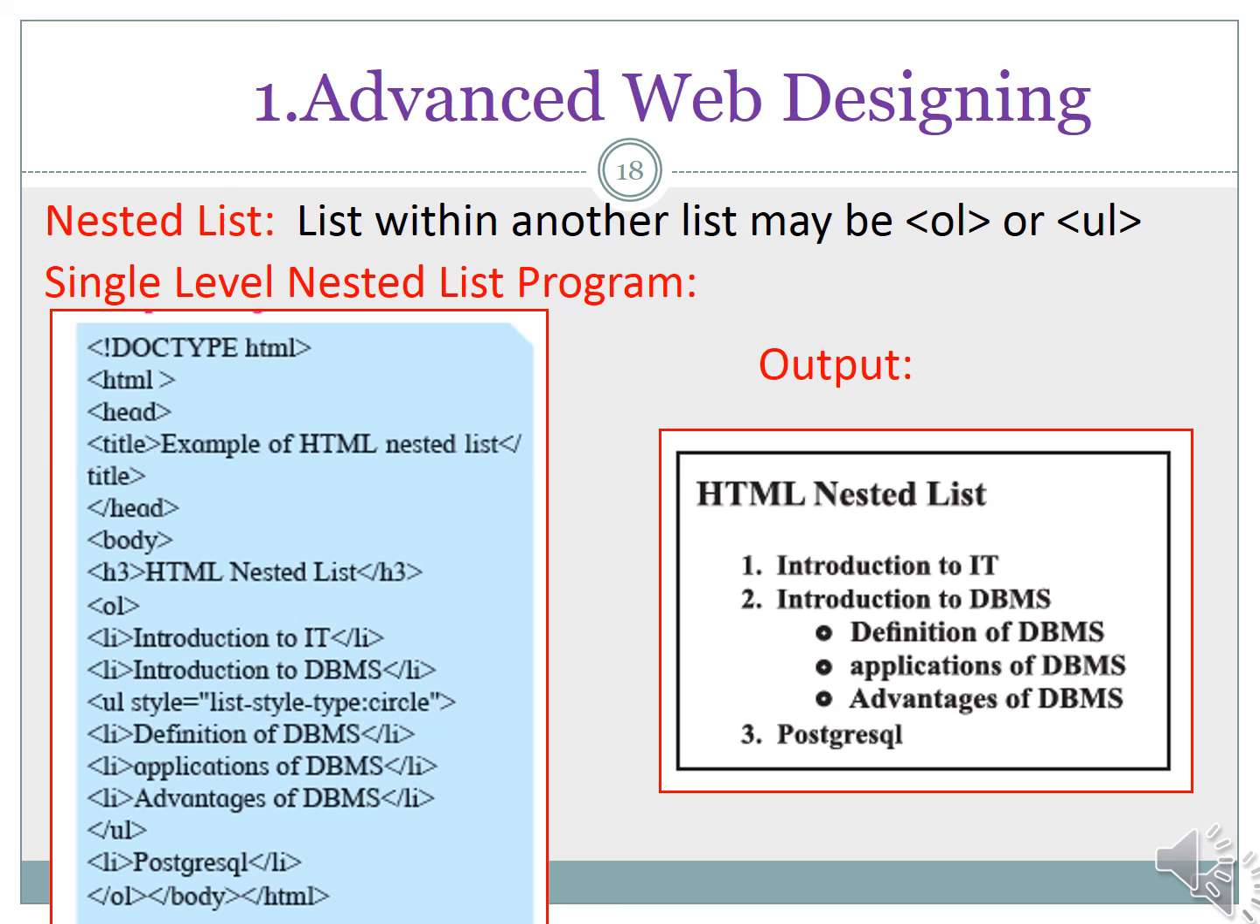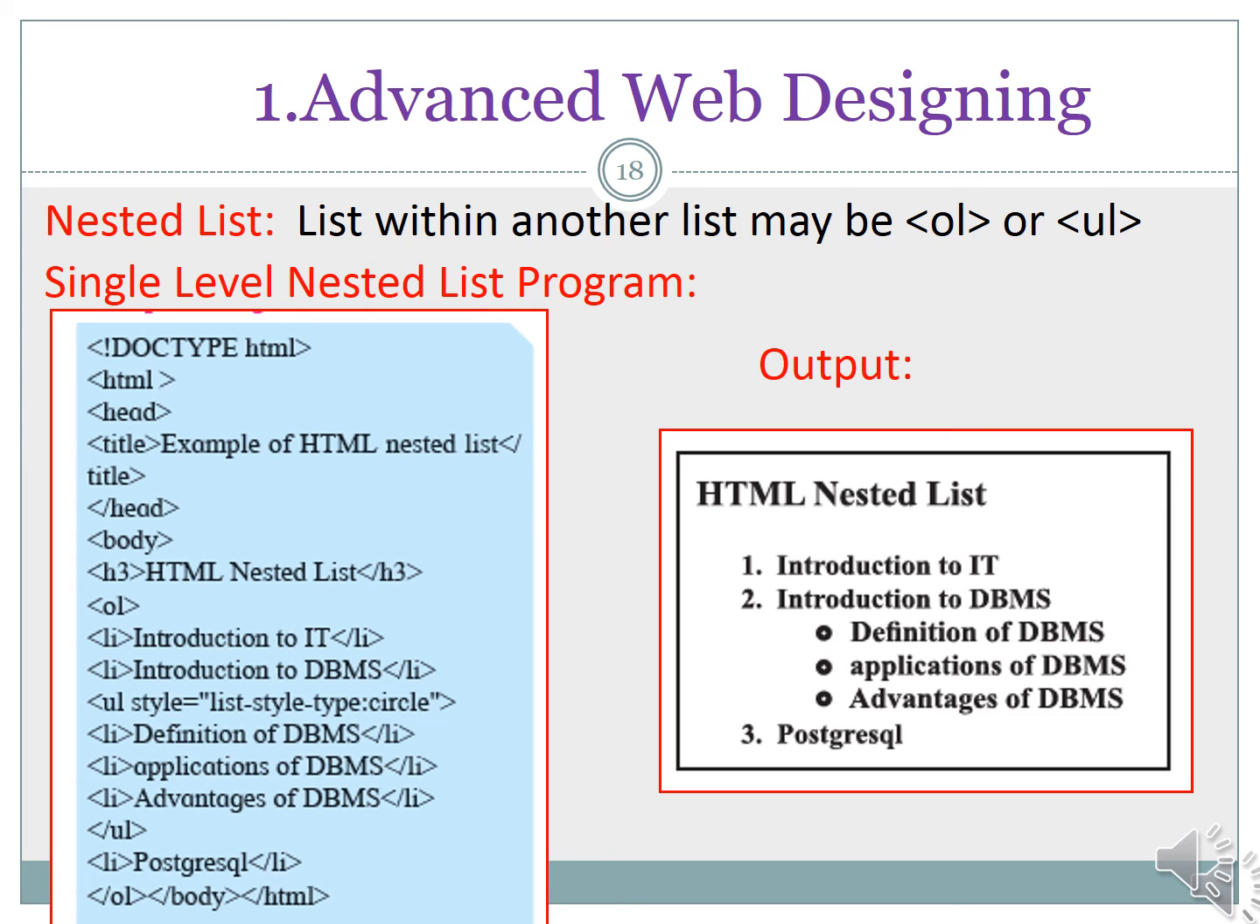Now let us see the next type of list, the nested list. A nested list means a list within another list. It may include OL or UL. Here we have given an example of a single level nested list. You can see that under 1, 2, 3, 4, bullets are used to display the single level of nesting.